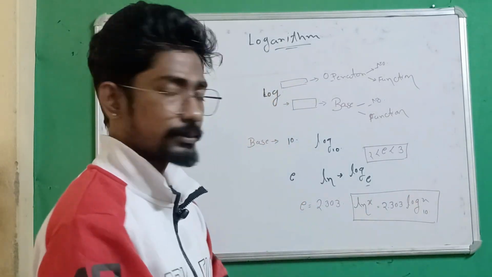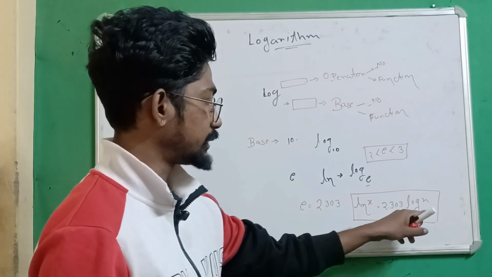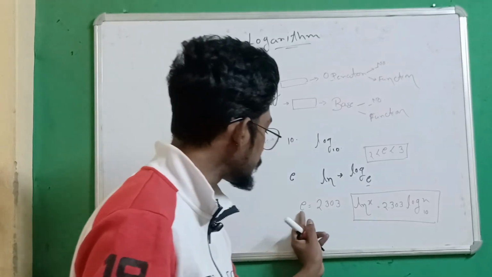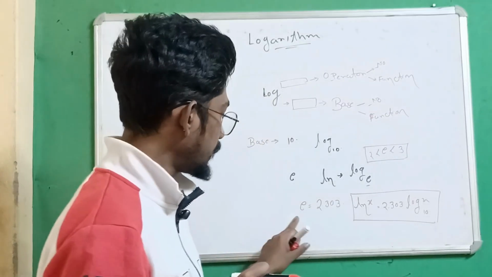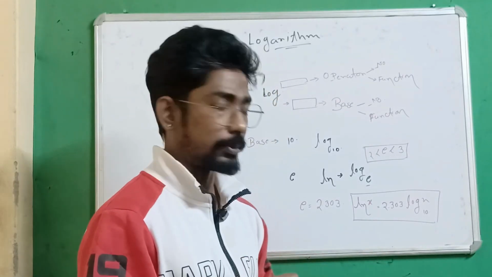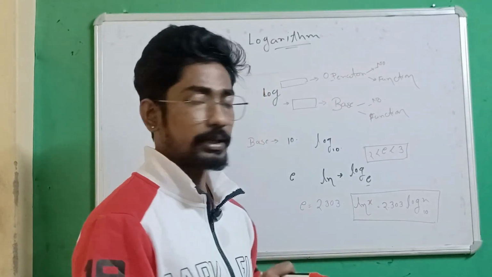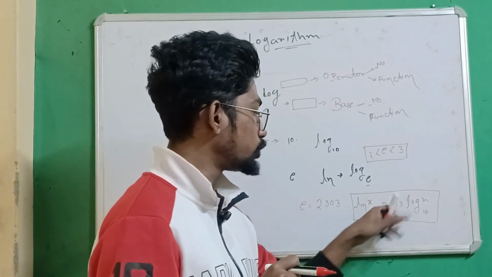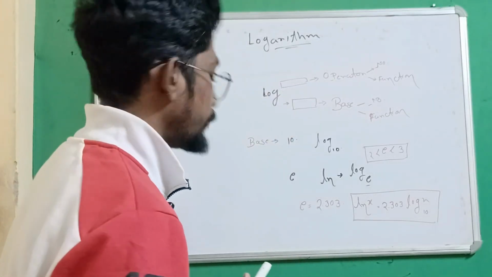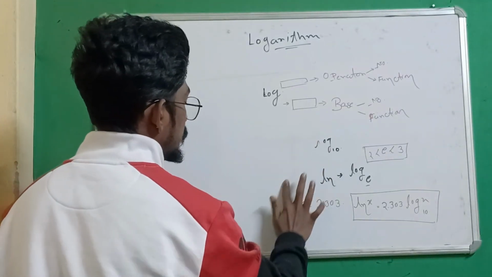How are we getting this? We are changing the base, so we are putting in this 2.303. You will find this in a scientific calculator as well: whenever you are converting log to ln, there is a multiplication by 2.303. Okay, so moving on to the basic formulas of logarithms.